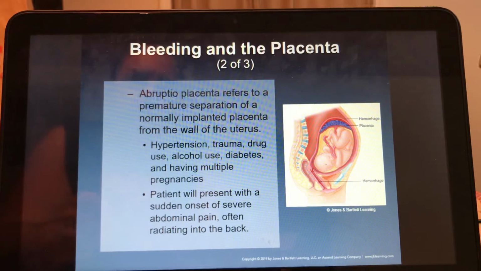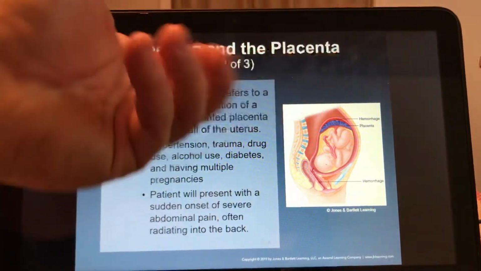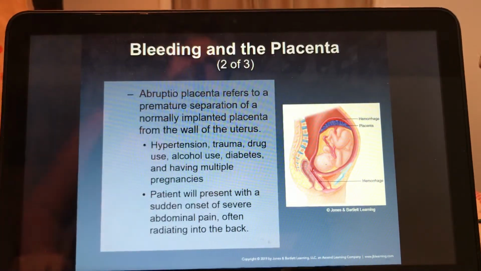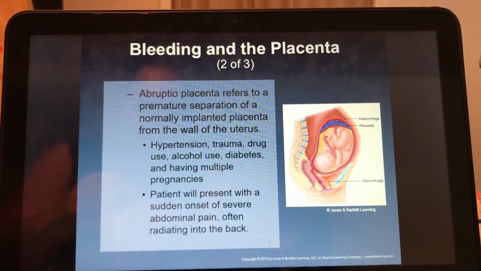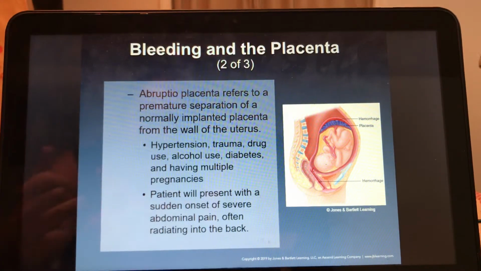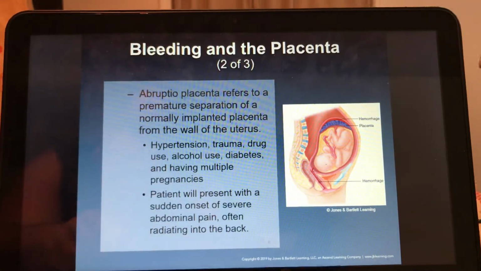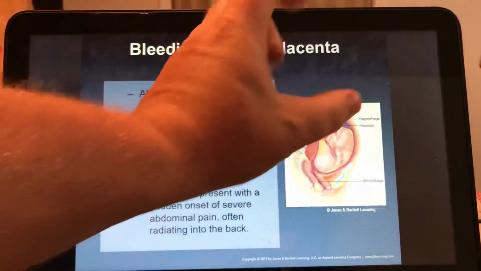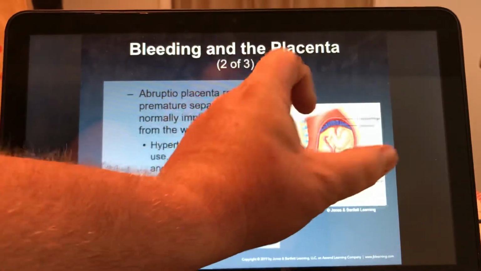The first one's called abruptio placenta. What this is referring to is the fact that the placenta is implanted and it's growing as the fetus grows. But it can be for any reason: trauma, they talk about drug use, alcohol, diabetes, hypertension. Somehow, some way, the placenta starts coming off and shearing from the actual wall. Now, there could be enough of the placenta holding it in, or the amniotic sac is so tight in there and it's holding the blood back.